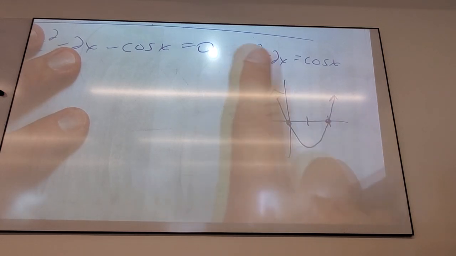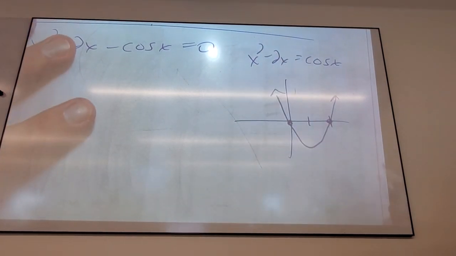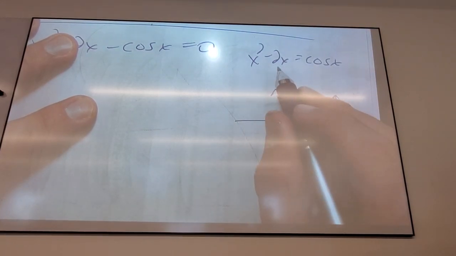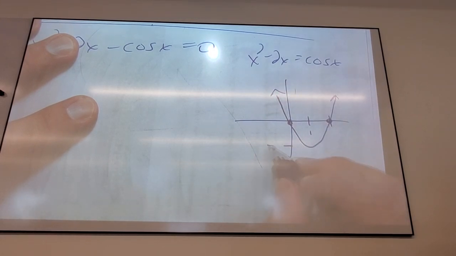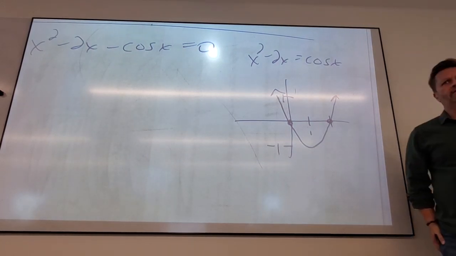I could plug a 1 in. When I plug a 1 in, what do I get? 1 squared, 1 minus 2, negative 1. Yes? Is that cool? So it gives me a little scale here. Okay. We haven't done anything amazing.